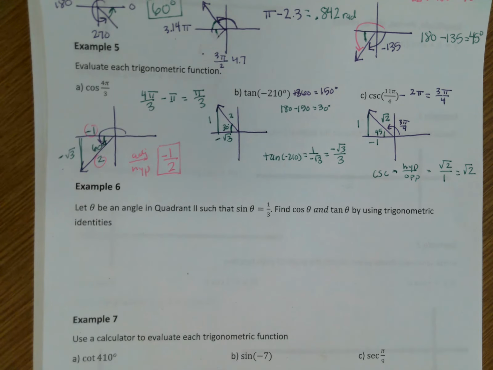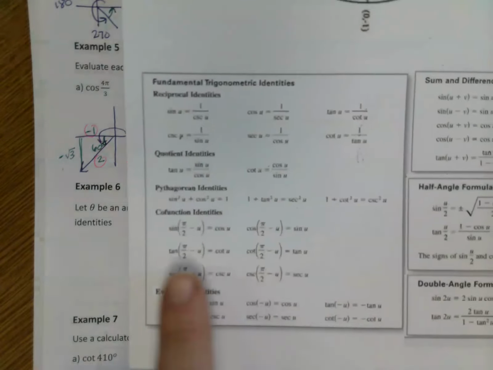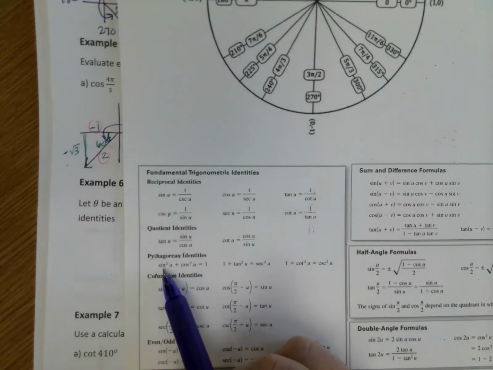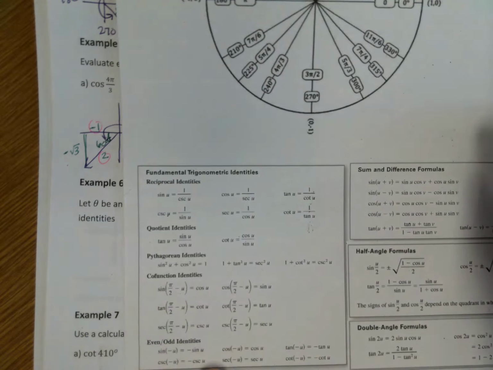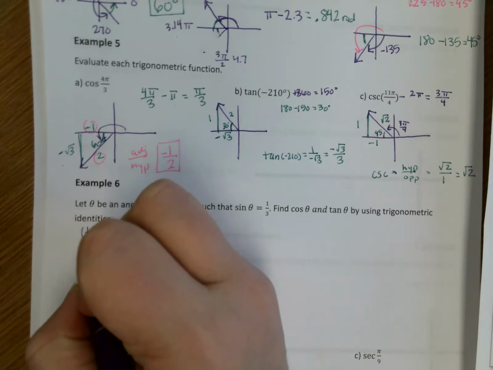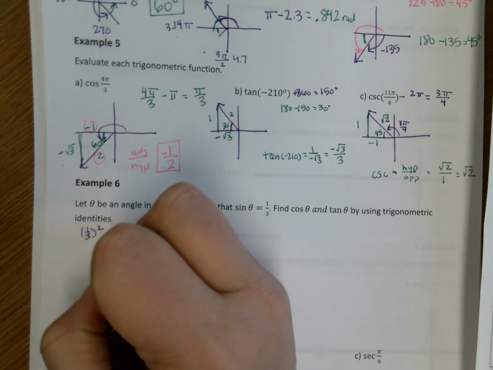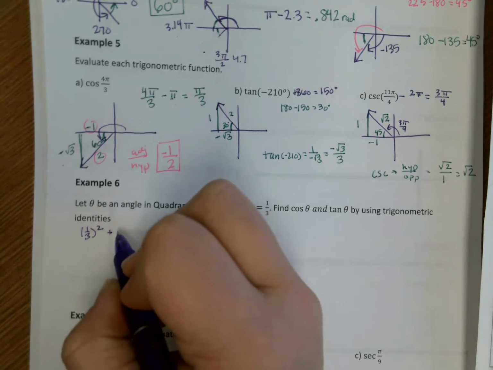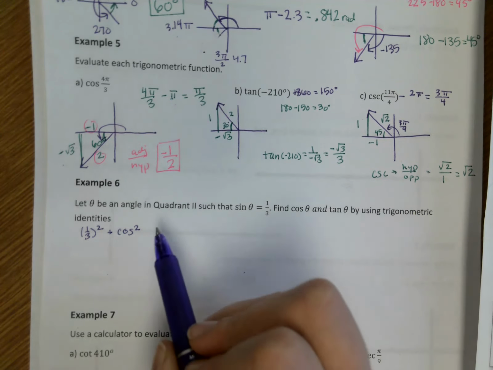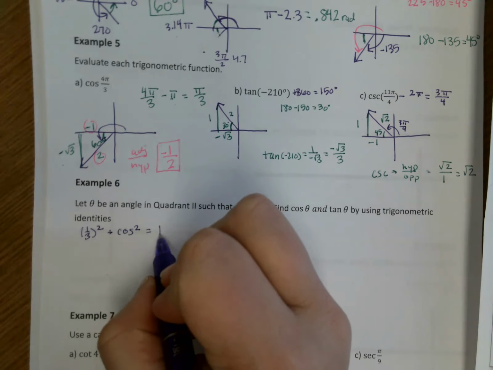Example 6. Now example 6 is starting to use our trig identities, which we have right over here. If I give you sine, then I want you to find cosine first. So if we look at our trig identities, we have a trig identity right here of sine and cosine. So I know that 1/3 squared, again, this is on your piece of paper, plus cosine squared, which we don't know right now, is equal to 1. I tend not to write the theta when I'm doing these problems.